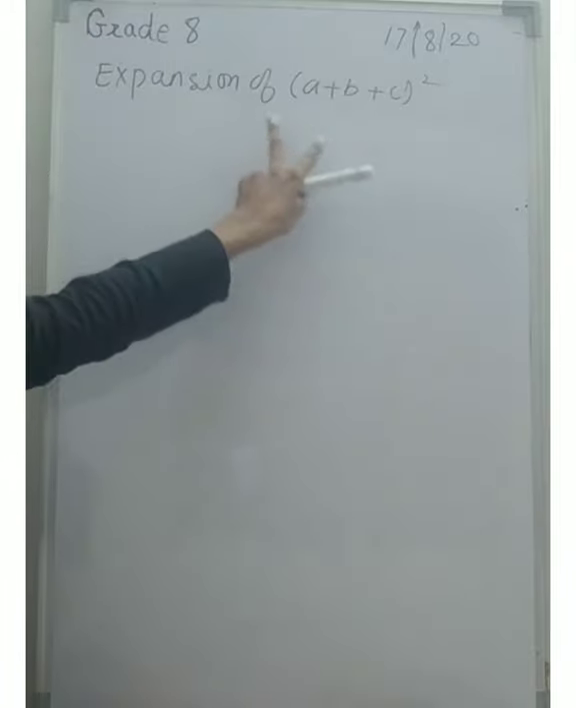Today we are going to start with this expansion of (a + b + c)². We have already learned how to expand (a + b)², (a + b)³, (a - b)², and (a - b)³. So today we have three terms, a, b and c. Let's see how to do it.